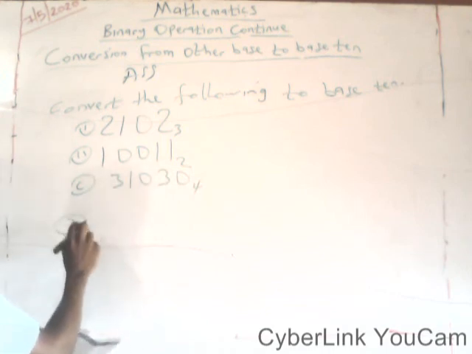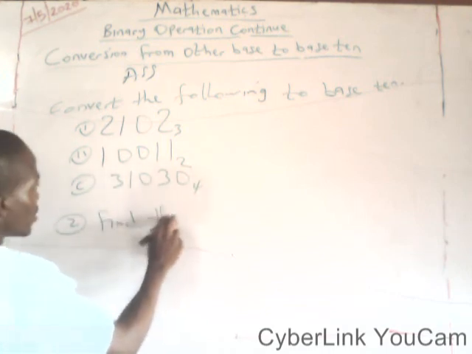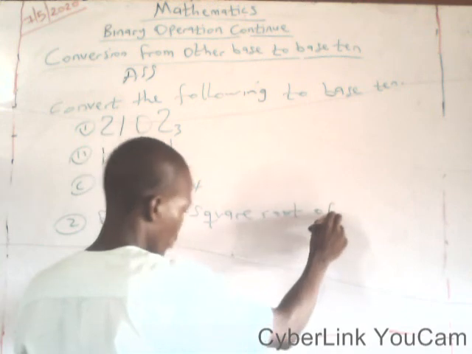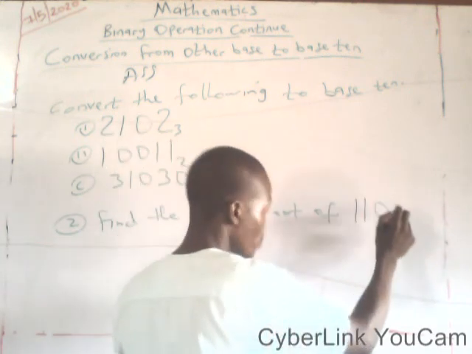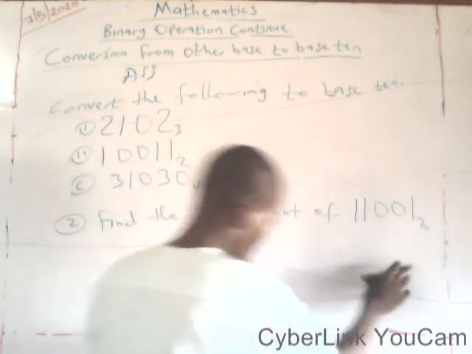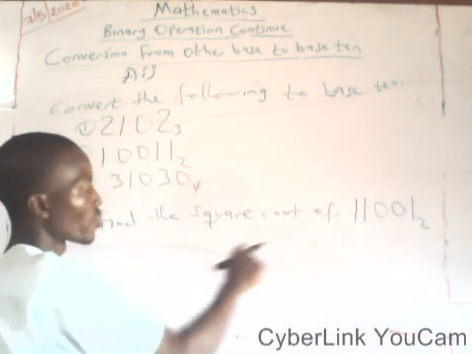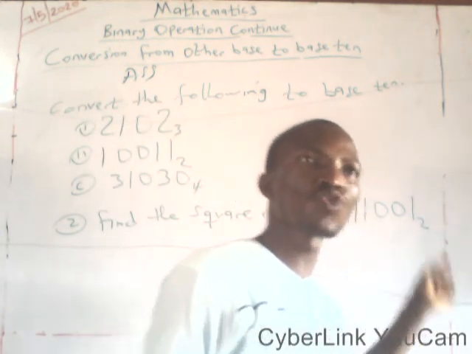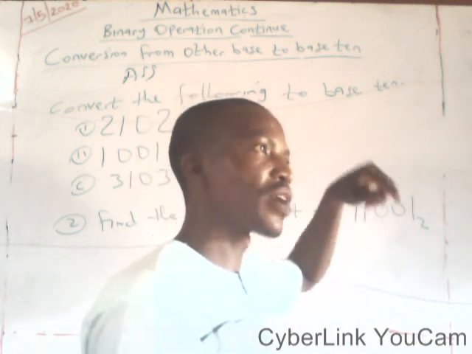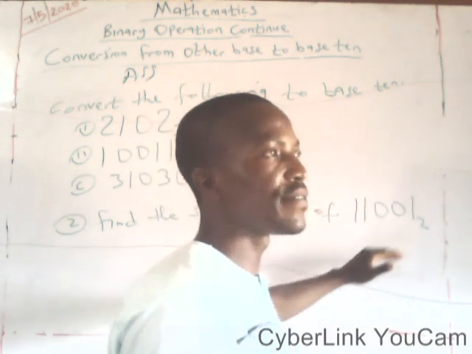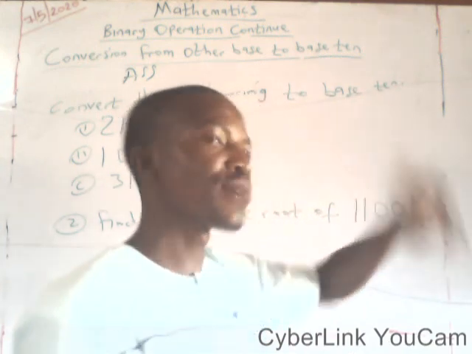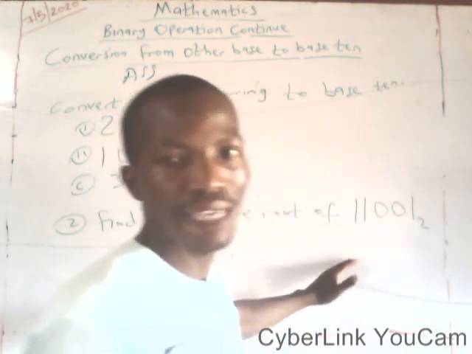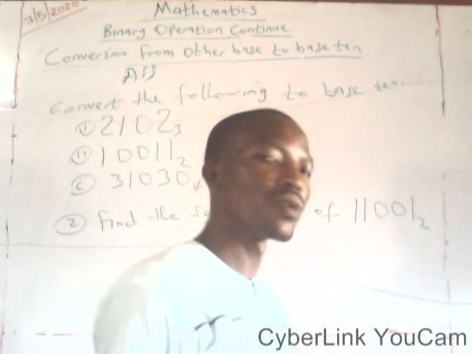And the second assignment is find the square root of 11001 base 2. This second example, let me give you a hint. You are going to convert this one to base 10. After you convert it to base 10, you then find the square root of your answer. The square root of your answer, you may decide to leave it in base 10 or convert it back to base 2. Either of the two. Since I did not indicate that you leave your answer in base 2, you can place it in any form.